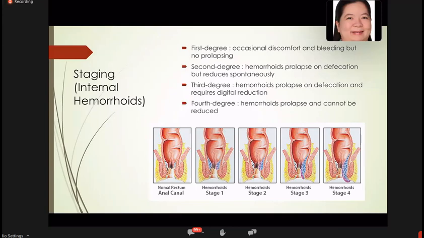Pag dumumi siya, lumabas, Dok. Pero pag naghugas na siya, no, wala na. Okay? Third degree, hemorrhoids prolapse on defecation but requires digital reduction. Okay? Lagi mo tatanungin, pagka dumi mo ba, pagka may lumabas, pagkatapos, ano, kailangan mo ba itulak ng daliri? No? Usually, these are third degree na. Okay? Fourth degree, hemorrhoids is prolapse and kahit itulak mo, they cannot be reduced. Okay?